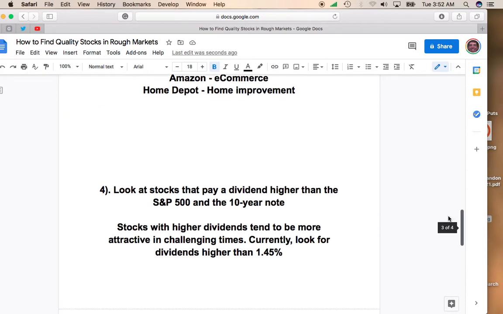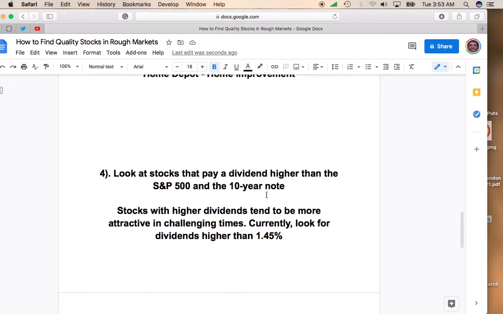And finally, the fourth thing I look at is stocks that pay a dividend higher than the S&P 500 average or the 10-year note average. Currently, the S&P 500 average dividend payout is about 1.45, and the average for the 10-year is about 1.63 or 1.64 right now. So if I can find, ideally, a company that fits all the other criteria and has a dividend of over 1.64, I will definitely put it on my list to buy. And even if it's above 1.45, which is the average of the S&P 500, I would consider that as well.